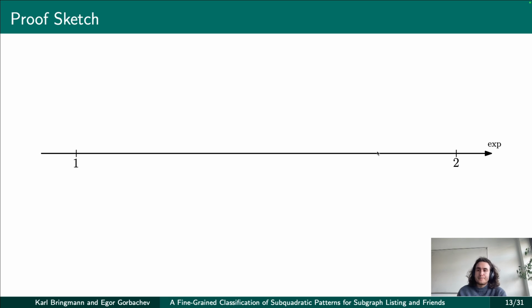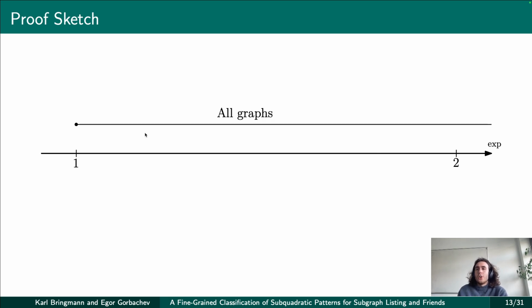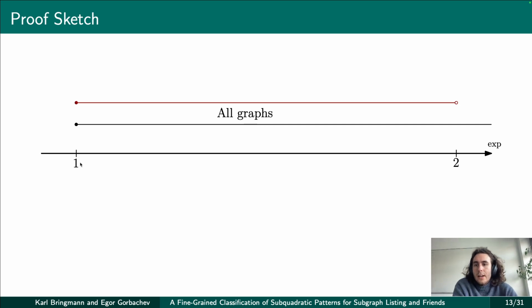This would be great. Obviously, no graph can fall below 1, as we need to at least read the input. And throughout my explanation, we will be coming back to this picture, and I will use this red segment to represent the portion of the line that we still need to understand. Initially, it covers the whole half-closed interval from 1 to 2, and we will slowly shrink it down. So let's start at the beginning.